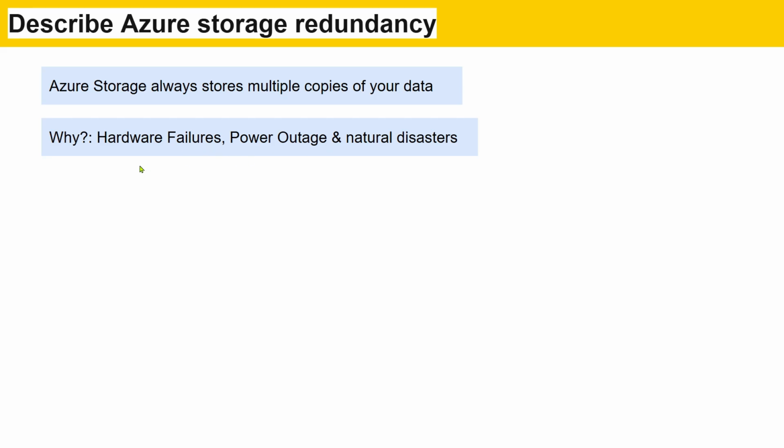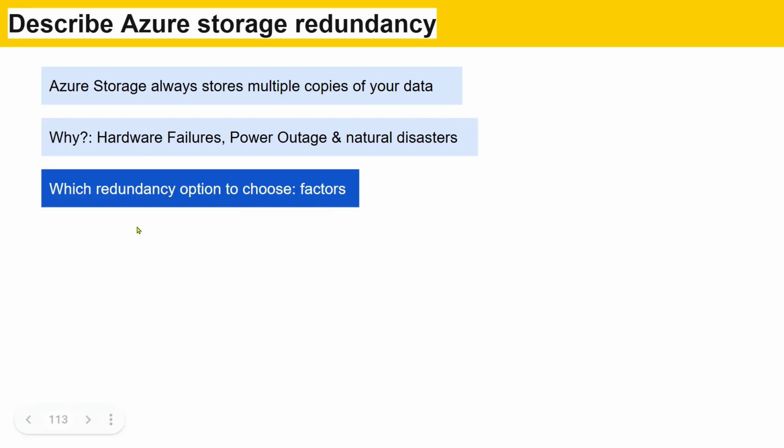And why are we doing it? Let's say in the data center or in the region where your data is, something goes wrong: there are hardware failures, or a power outage, or a natural disaster. If Azure doesn't store multiple replicas of your data, then you might lose it. If there is a natural disaster and everything gets destroyed, then your data is also destroyed.